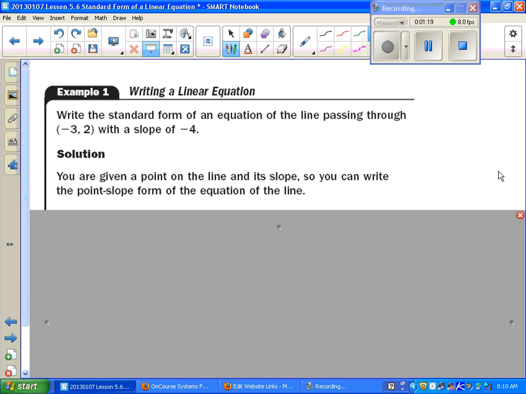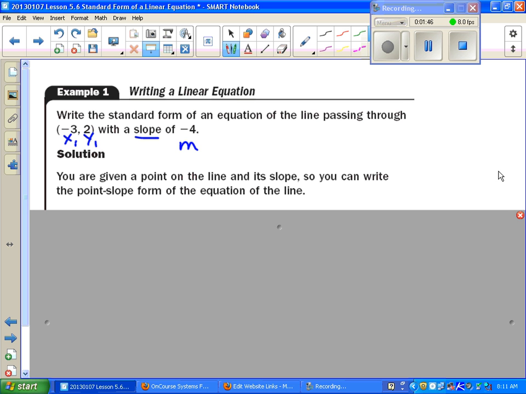Okay, example number 1 says writing a linear equation. Write the standard form of an equation of a line passing through -3, 2 with a slope of 4. People are having issues with remembering what the slope is. Remember, slope looks like two little mountain peaks. Think about going up and down as a slope. Your m value is -4. X always comes before y, so x comma y, or x sub 1, y sub 1, as you're looking at it, as it's the only point.